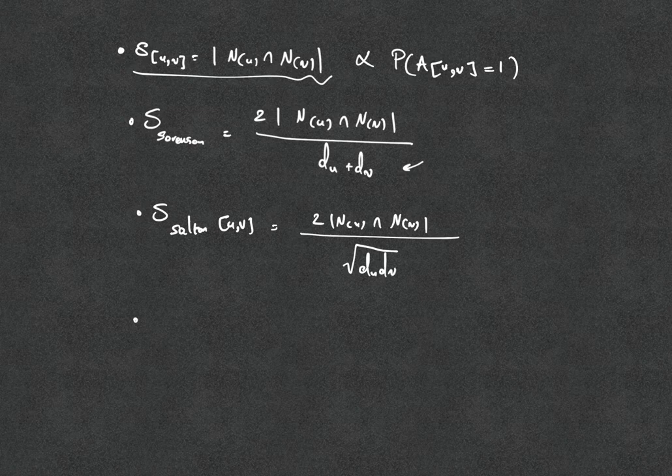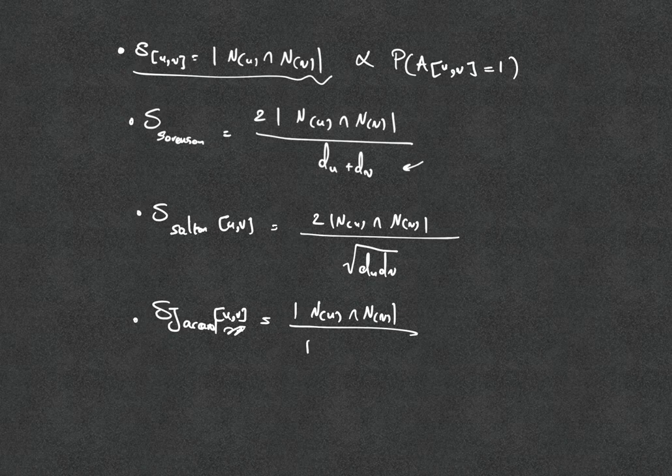Another pretty famous one was the Jaccard index. When defined between u and v, this would equal the cardinality of the intersection divided by the cardinality of the union.